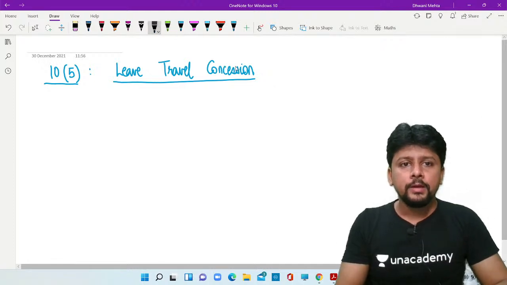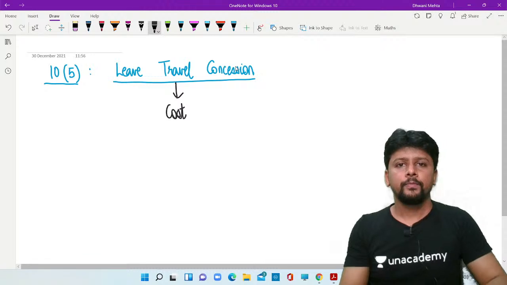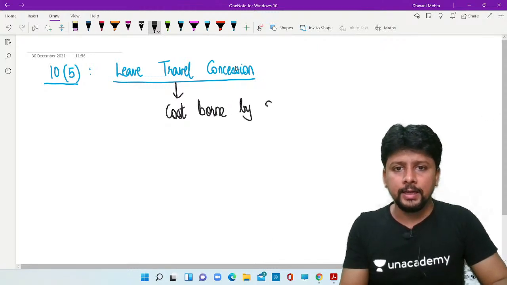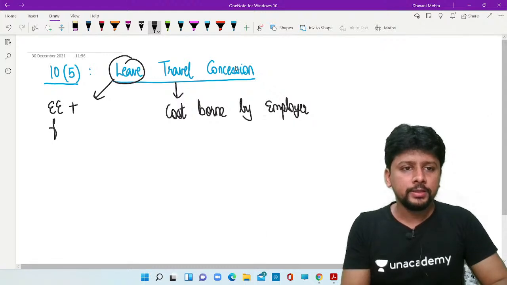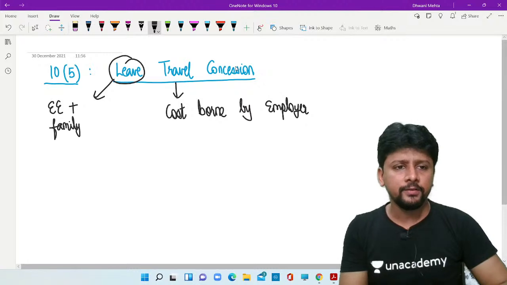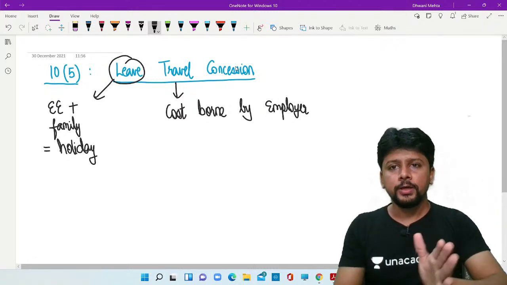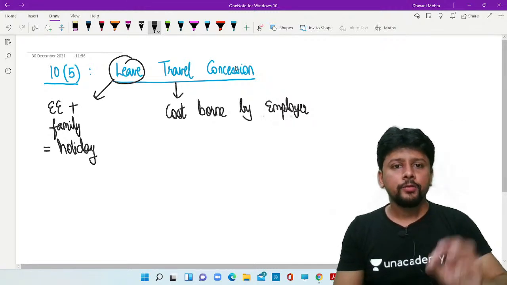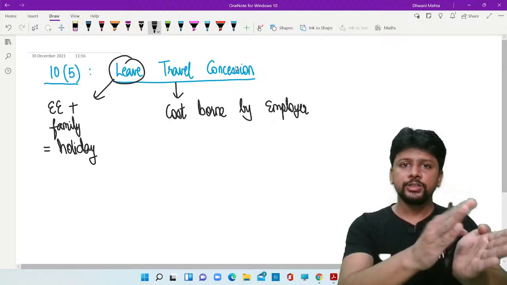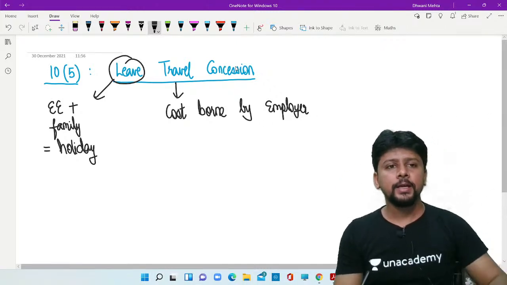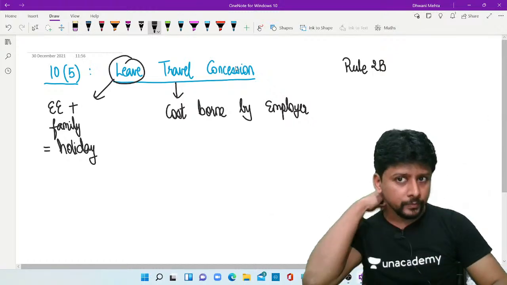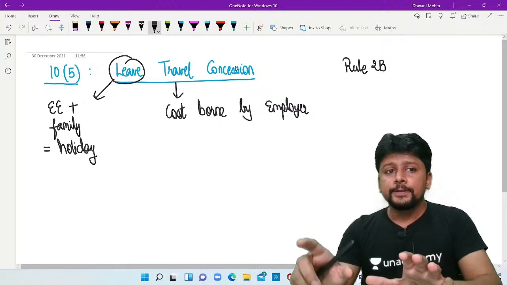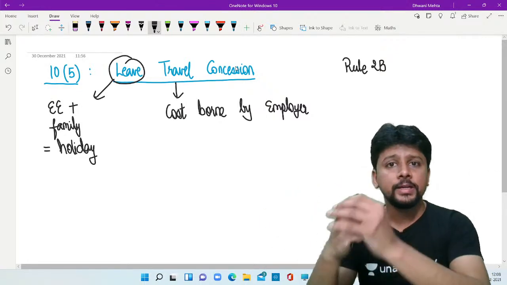What do we know about this? What are we already aware about this? We are already aware that the traveling cost that is borne by the employer, when the employee is on leave along with his family, and the term family has been defined in section 10.5. He is on a leave, he is on a holiday. So the leave travel concession that the employer provides to the employee will get an exemption for the traveling cost that he has incurred. So the employer has given the concession, the financial benefit, the cash benefit to the employee, and the employee is spending it. 10.5 gives you that exemption. Along with 10.5, the detailed provisions are there in rule number 2B of income tax rules. Now, only if you incur traveling cost, then you'll get an exemption.